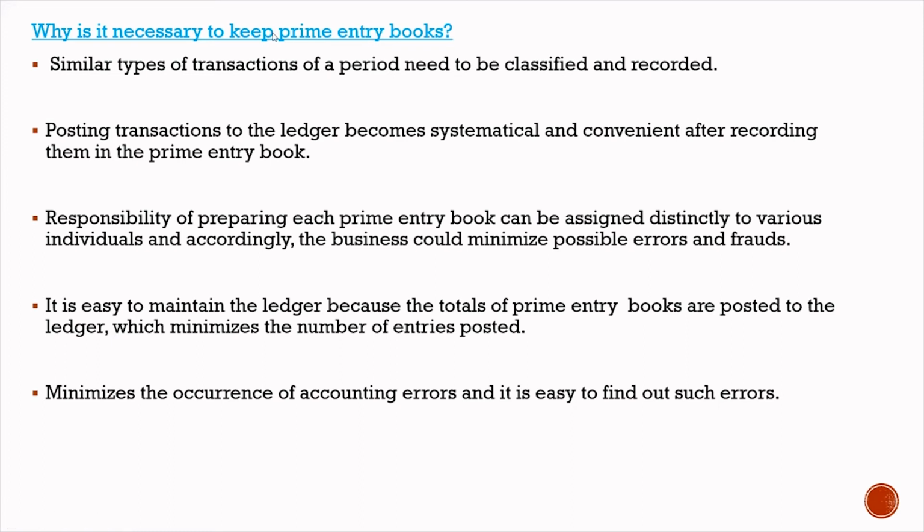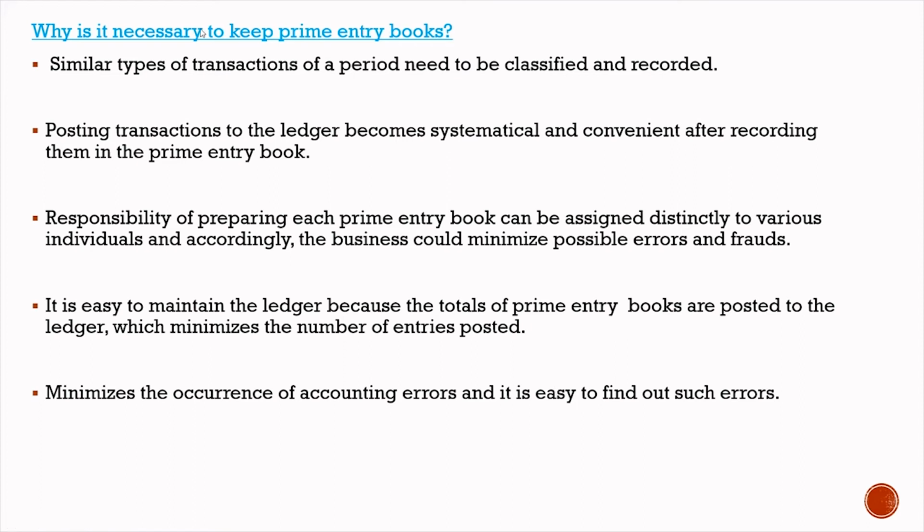So it will reduce the number of entries. Rather than having 10 names mentioned in the sales of goods on credit, we can get the total and post it to the ledger account. In such a way, we can reduce the number of entries. And the final one is to minimize the occurrence of accounting errors, and it is easy to find such errors.